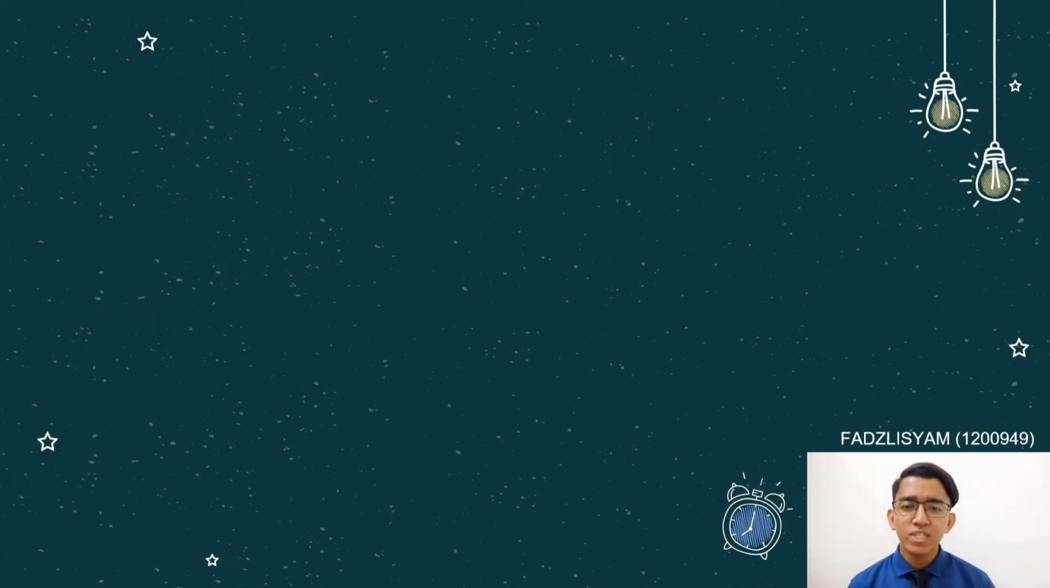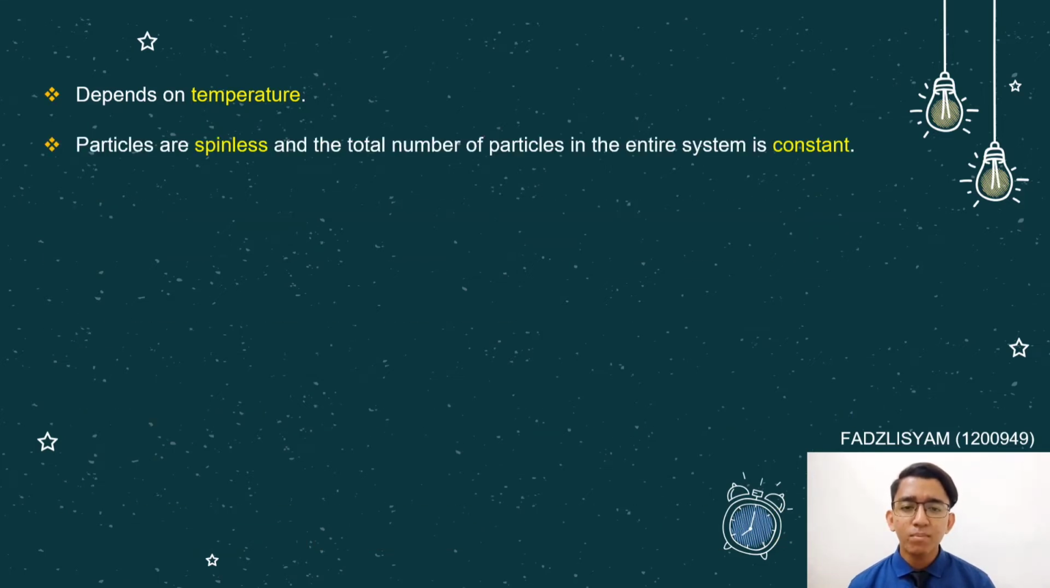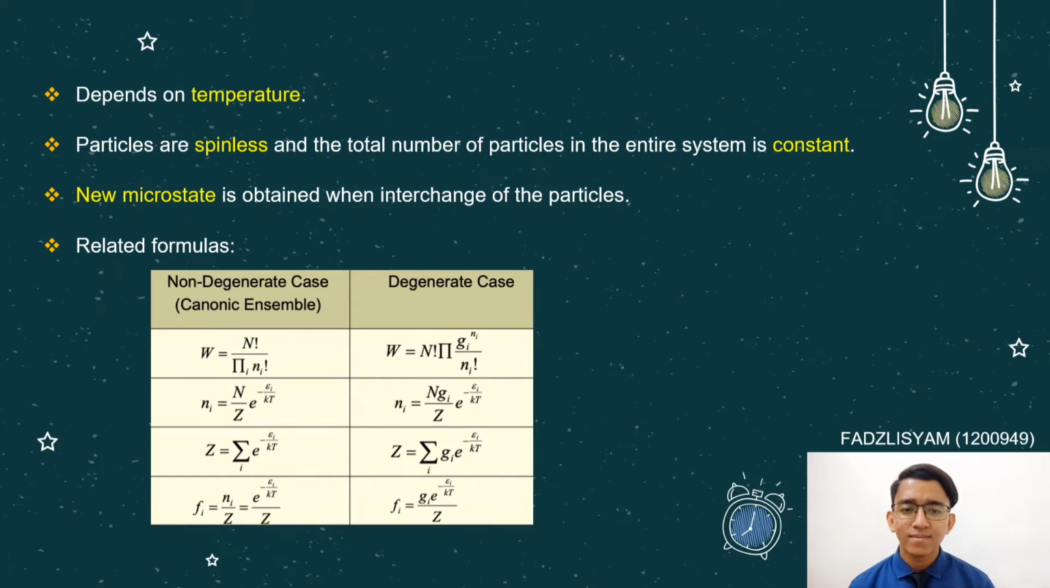This Maxwell-Boltzmann statistics depends on temperature. Particles are spinless, and the total number of particles in the entire system is constant. Besides, a new microstate is obtained when particles are interchanged. Here are some other formulas related to this topic.